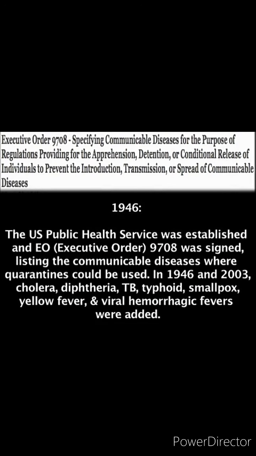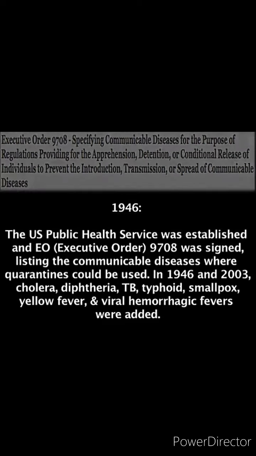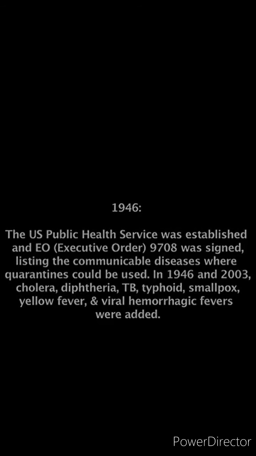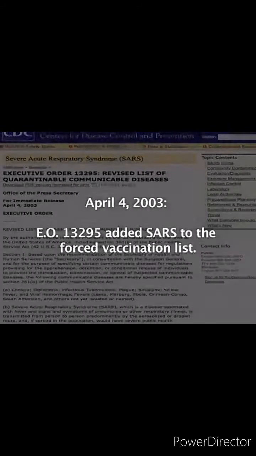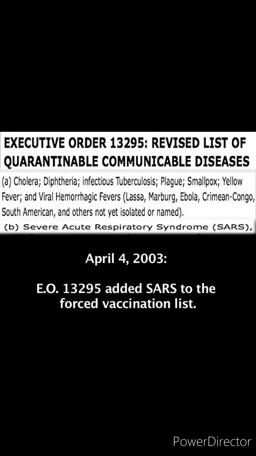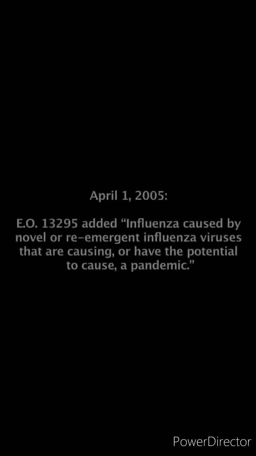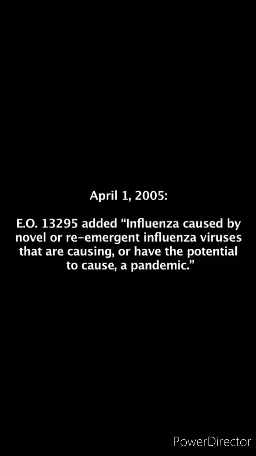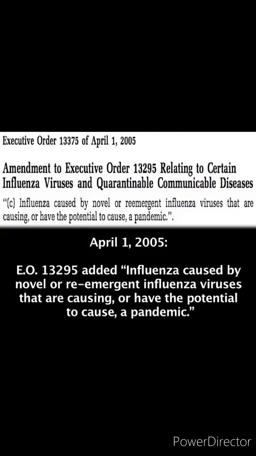quarantines can be used. In 1946 and 2003, cholera, diphtheria, tuberculosis, typhoid, smallpox, yellow fever, and viral hemorrhagic fevers were added to the list. On April 4, 2003, Executive Order 13295 added SARS to the forced vaccination list. Then, on April 1, 2005, Executive Order 13295 added influenza caused by novel or re-emergent influenza viruses that are causing or have the potential to cause a pandemic.